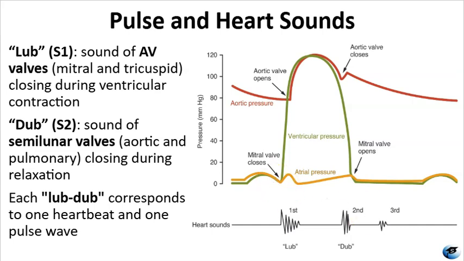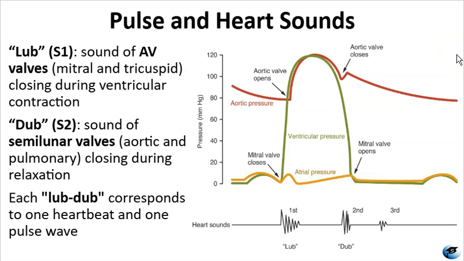Next, the dub or S2 sound happens when the semilunar valves, the aortic and pulmonary valves, close. This marks the end of the systole and start of the ventricular relaxation, which is also called diastole. On the chart, this corresponds to when the aortic pressure is greater than ventricular pressure. This forces the aortic valve to close. Each lub-dub sequence reflects one complete heartbeat and creates one pulse wave that travels through the arteries.